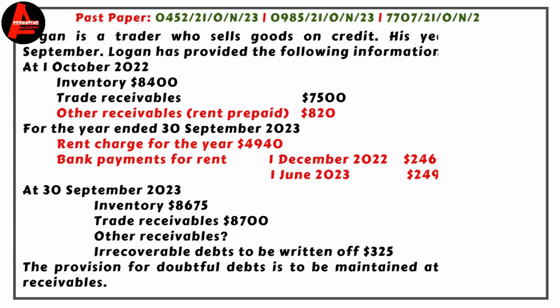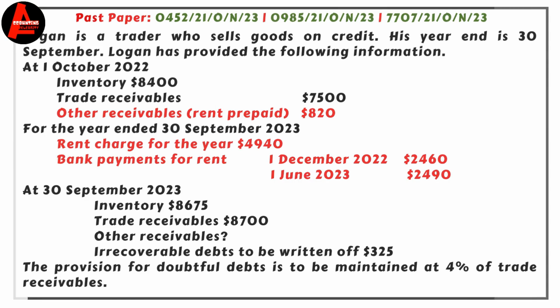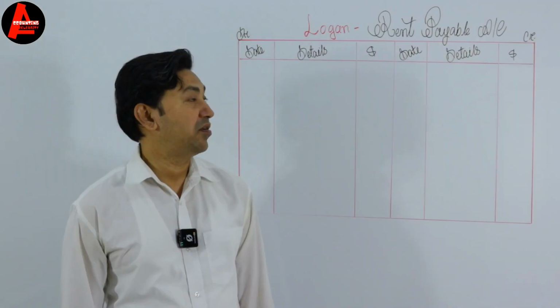Okay, so here in the question we see Logan is a trader who sells goods on credit. His financial year ends 30 September. Logan has provided the following information. At 1st October 2022 we see inventory, trade receivables and other receivables. It is rent prepaid $820. For the year ended 30 September 2023, rent charges for the year, and we have bank payment for rent. These are the information we have related to the rent payable account.